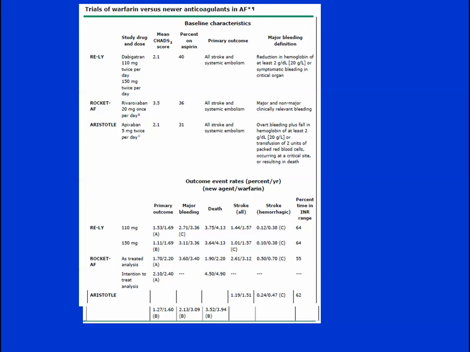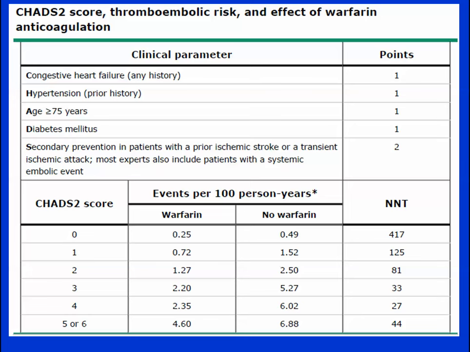The big change in recent years has been the use of newer oral anticoagulants, which we've discussed before, and these compare the three trials as far as the incidence of outcome. This shows the thromboembolic risk versus heparin in various CHADS scores.